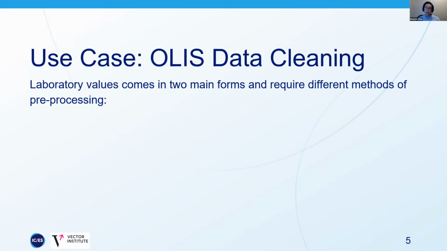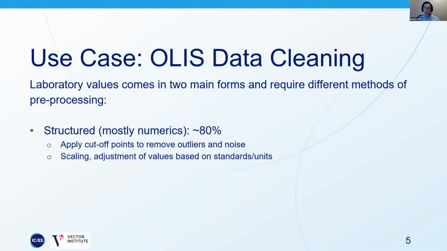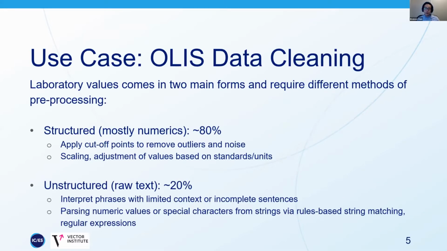OLIS, the laboratory information system, has over 5 billion laboratory observations coming in 2 main forms that require different methods of pre-processing. For structured numeric values, we apply cutoff points to remove outliers and noise, and sometimes scale values as well. For unstructured text, we need to manually review records and interpret the text information within. We often use rules-based string matching and regular expressions to parse the relevant information out. And all of these data cleaning tasks require the input of various clinical content experts. These pre-processing tasks are very costly and time-consuming, especially for unstructured data.